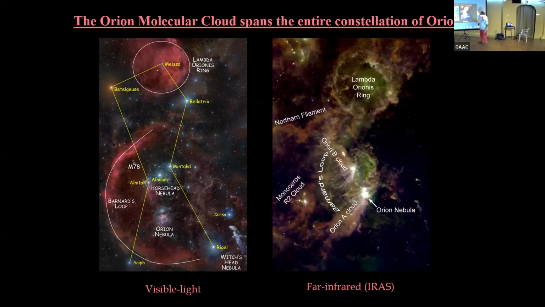The Orion constellation is complex. There's different clouds. There's the Orion A cloud to the lower left, the Orion B cloud to the middle, and they all have different ages of star formation. I think again, the sequence goes from the lower right to the upper left. And of course, the star of the show is the Orion Nebula.